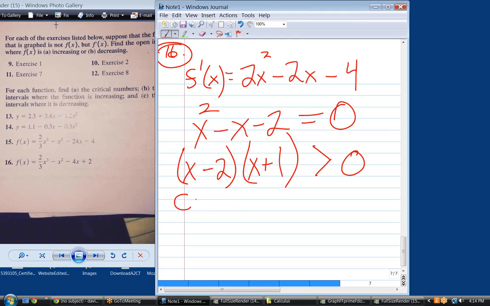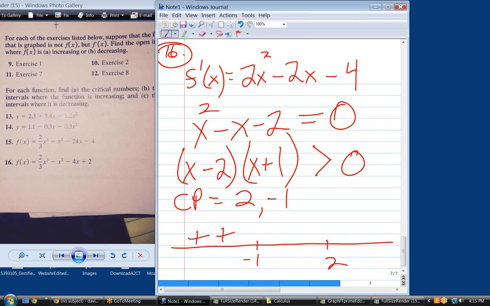Okay. So the critical points are 2 and negative 1. Okay. And tell me what's going on everywhere around those points. Okay, so what's happening to the left of negative 1? To the left of negative 1, it's going to be positive. Okay. What's happening in between them?